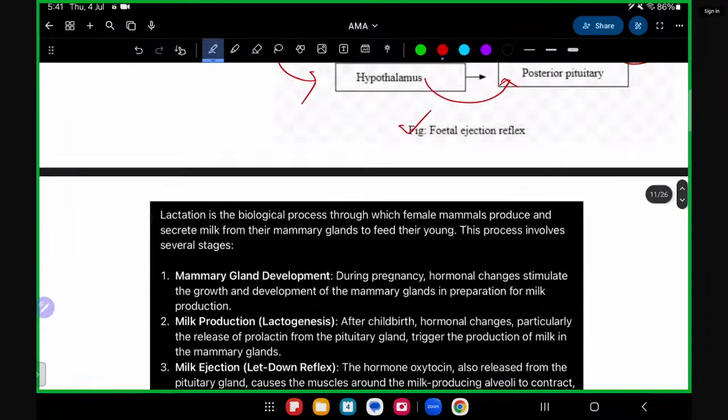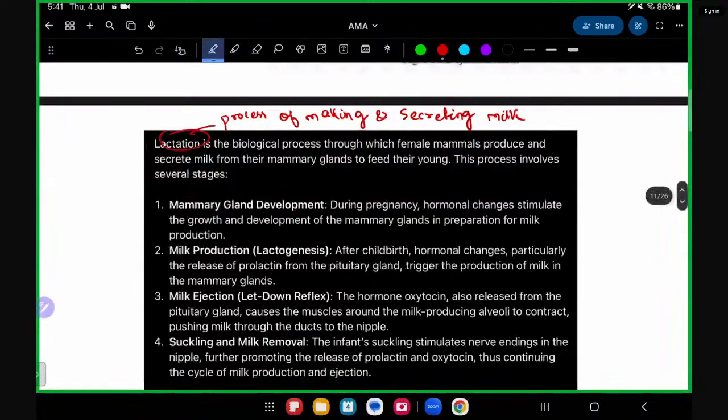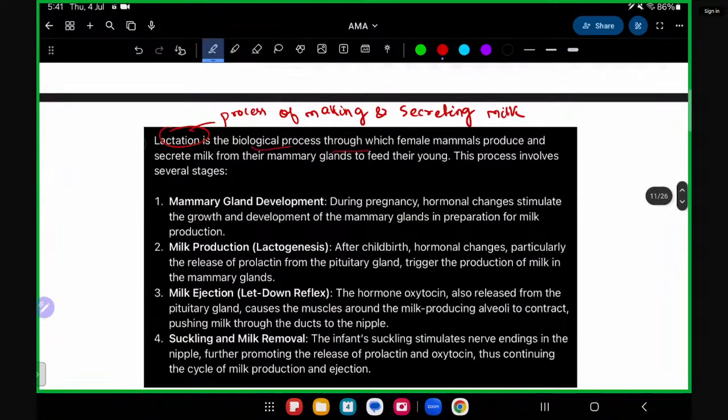Then we will see what is the meaning of lactation. Lactation is the process of making human milk, not only making but also secreting milk. So lactation is the biological process through which female mammals produce and secrete milk from mammary gland to feed their young. Okay.